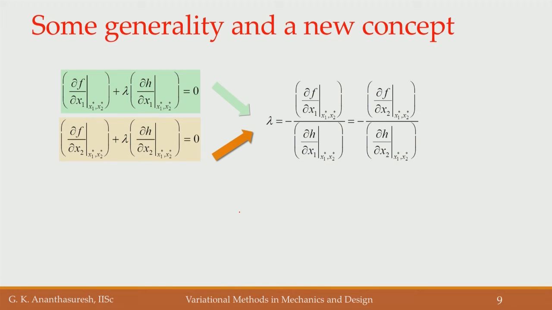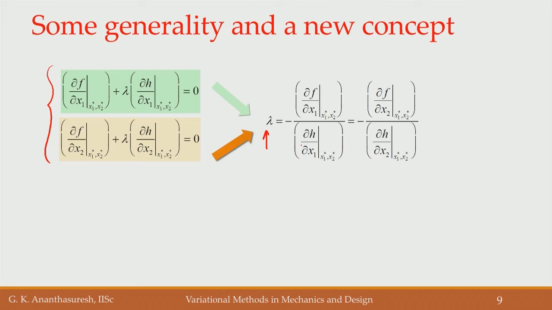this gives us a way of thinking about the necessary conditions. Dou f by dou x 1 plus lambda times dou h by dou x 1 equal to 0, dou f by dou x 2 plus lambda dou h by dou x 2 equal to 0. In both cases it is the same lambda.